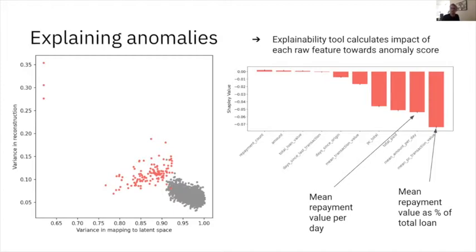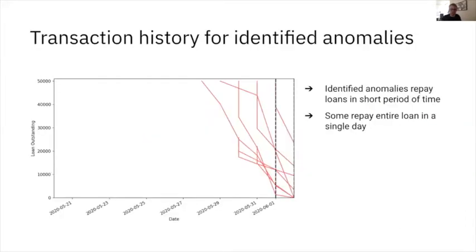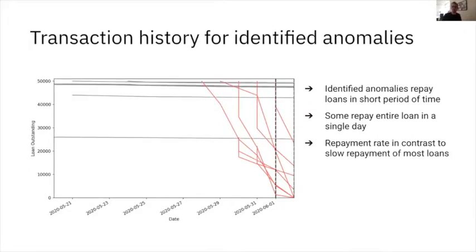And these are things like the mean repayment value as a percentage of the total loan, or the mean repayment value per day. And so we can see that these entities are paying back these loans in large amounts over a very short period of time. And so if we look at our transaction histories for these flagged anomalies, we can indeed see that these are large value transactions over a short period of time. And we can compare those to our transaction histories. There's a clear contrast between these two different states of paying back these loans.